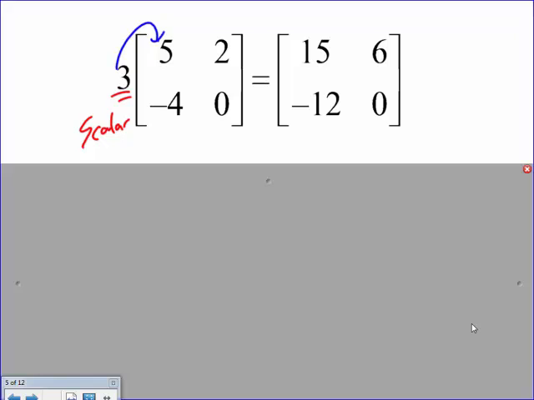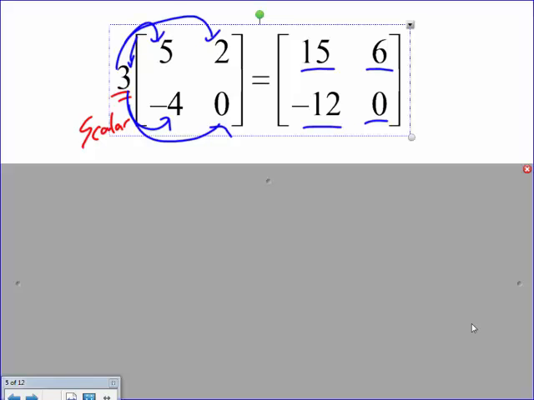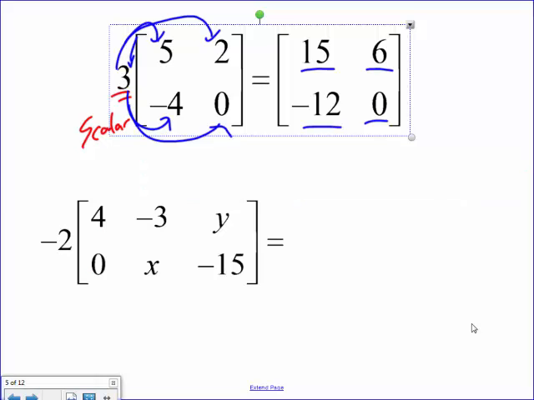So 3 times 5, keep it in the top left. 3 times 2, keep it in the top right. 3 times negative 4, bottom left. And 3 times 0, 0. Okay, so you're just really distributing that 3, and it's out front. So it means multiplication. Okay, that's what that scalar means.